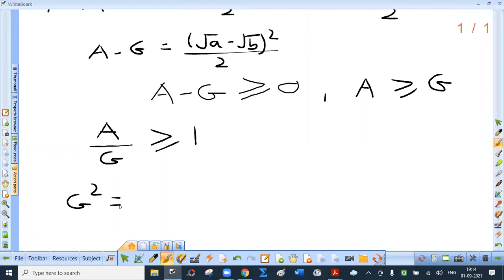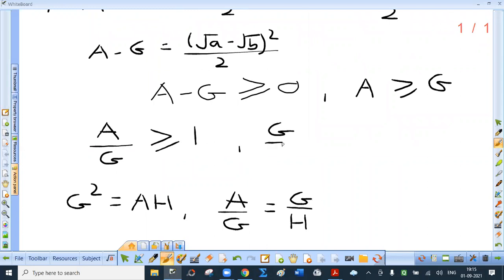G square equal to H. First part we already proved. Now from this, can you tell me what is A upon G? Rearrange the terms. A upon G is nothing but G upon H. So if A upon G is greater than or equal to 0, can I say G upon H is greater than or equal to, not 0, greater than or equal to 1?